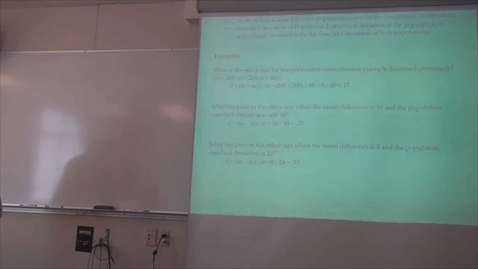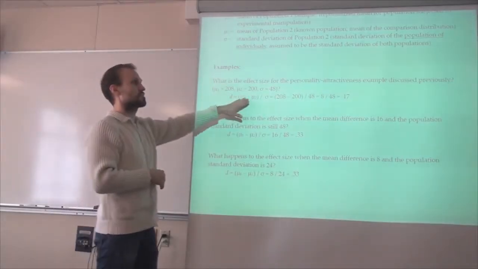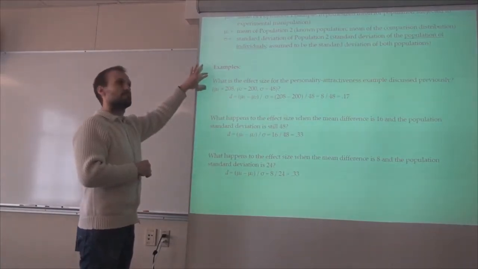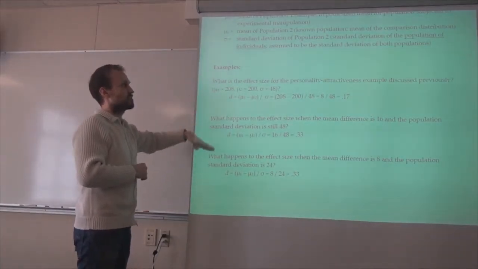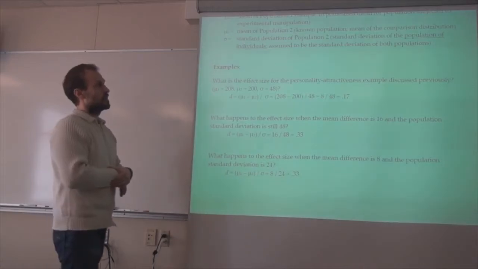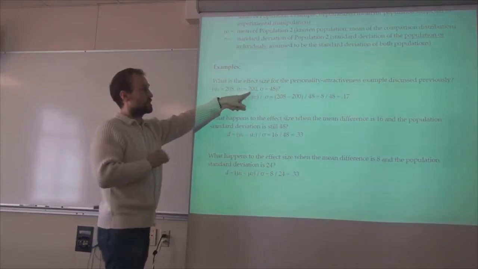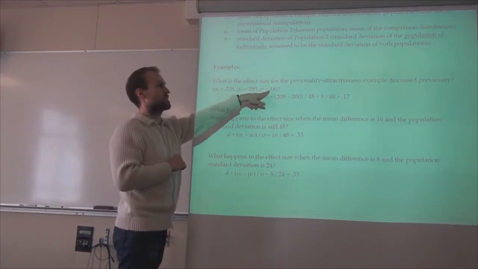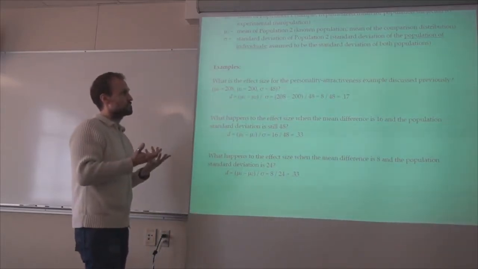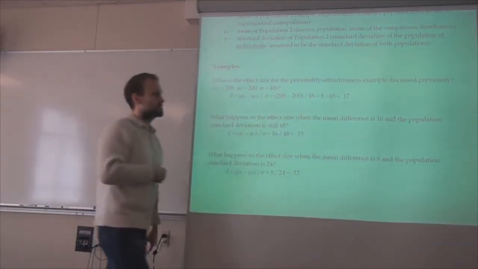If I look at different examples, just to get us used to it, the formula is not complicated at all. What is the effect size? This could be a good little multiple choice question, where I give you 4 different numbers. What is the effect size for the personality attractive example? This is not the same one as what we discussed. Our population mean was 200, standard deviation of 48. Now I take a sample, I see it's 208. That is an increase, but what is the effect? I calculate this D and I get 0.17.